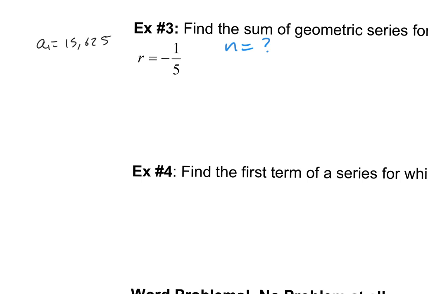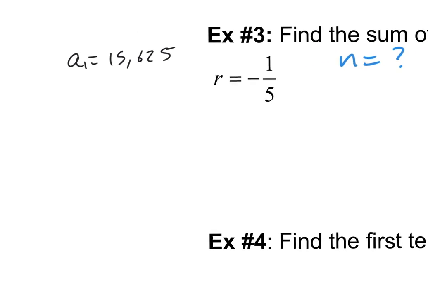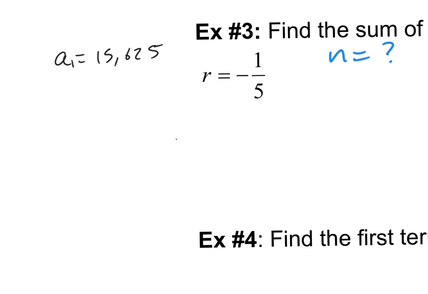We could kind of do this the old-fashioned way, right? If you think about it, what I would say is just literally list out the terms. And so let's try that. Let me zoom in here so I have plenty of space. So the first term would be 15,625.